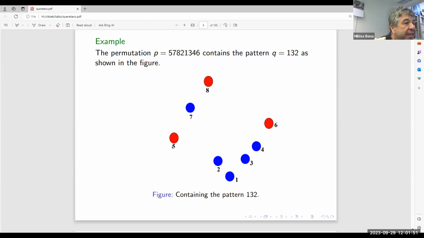Because you can find 3 entries in the long one, those 3 that I marked red, that relate to each other the same way as the entries of the short one, namely that the first one is the smallest, just like in 1, 3, 2, 1 is the smallest. The second one is the largest, just like in 1, 3, 2. And the third one, 6, is the middle one in size, just like in 1, 3, 2, the last one is the middle one in size. Therefore, we say that this P contains the pattern Q equals 1, 3, 2. This is the definition of pattern containment.